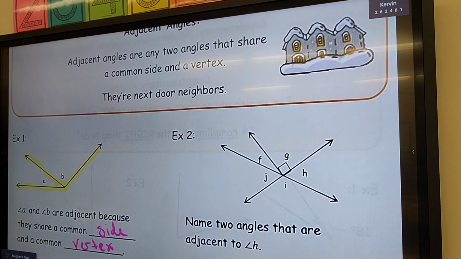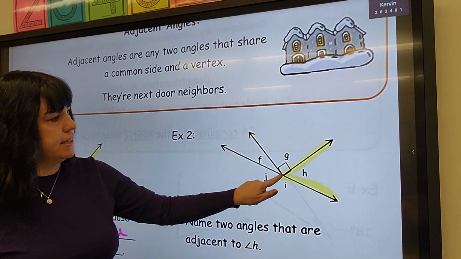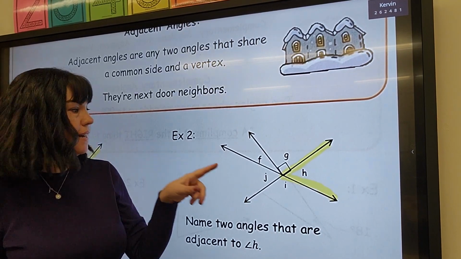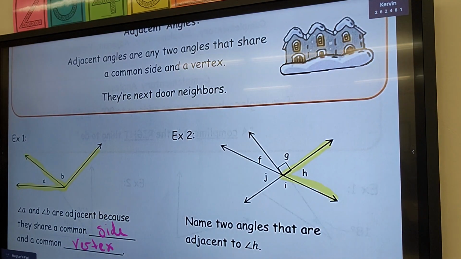Example 2, name two angles that are adjacent to H. So here's H. Does H share a side with two angles? We're looking for the highlighted ones. H shares a side with G. What else does it share a side with? Yeah, it shares a side with I. Okay, do you see that? So H shares a side with G and I.